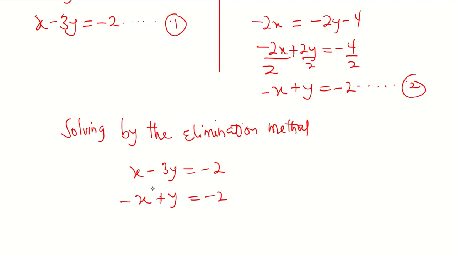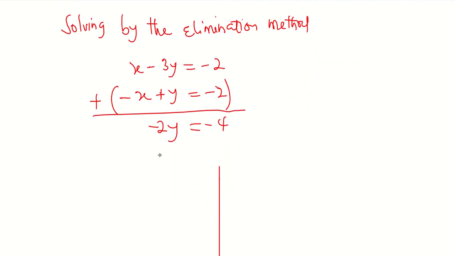Now in the method of elimination, we can either add or subtract. In this case, we are going to add the two equations. When we add, x plus minus x gives us 0, and minus 3y plus y gives us minus 2y, which is equal to minus 2 minus 2, giving us minus 4. By dividing both sides by minus 2, the coefficient of y, we have y equal to positive 2.